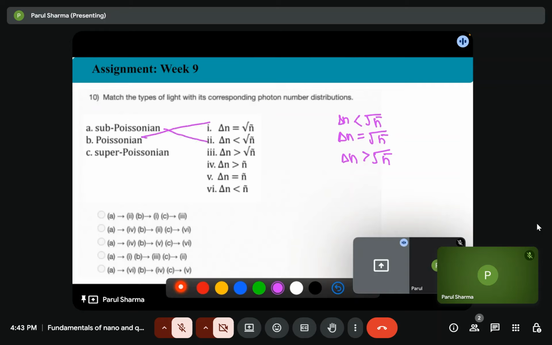B to 1, and C to 3. So the first option is correct.